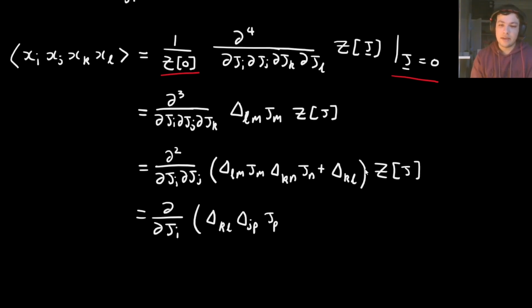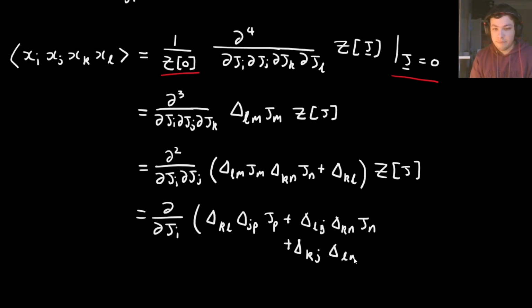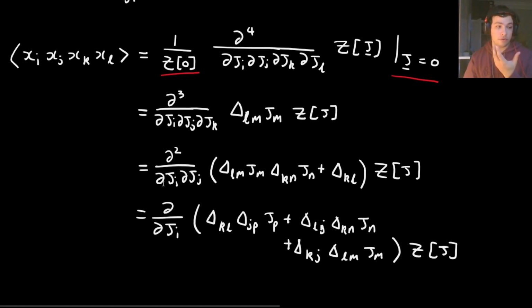And then we differentiate these things. So this, the derivative is just a number, that's going to vanish. This we can differentiate, and we get 2 different ways to differentiate it. Either we can differentiate this one, and we get delta LJ, delta kn Jn, or we differentiate the other one, and we get delta KJ, delta lm Jm, all times Zj.